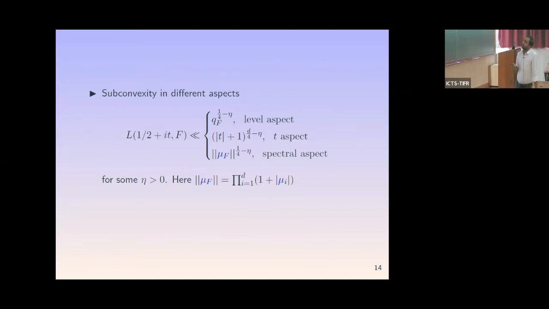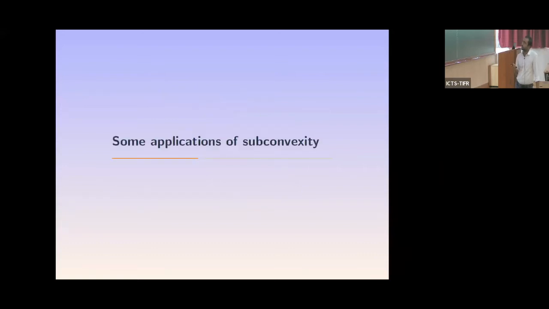Here, the norm of μ_f is the product of d many factors, 1 plus |μ_i|. So if, for example, you take the μ_i's to be of size t, then this will just look like t to the power d. And yeah, that's all I have to say.